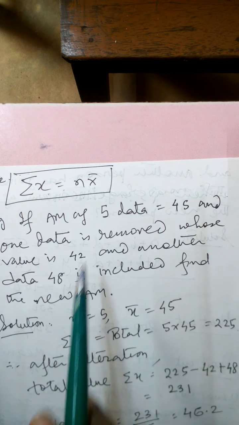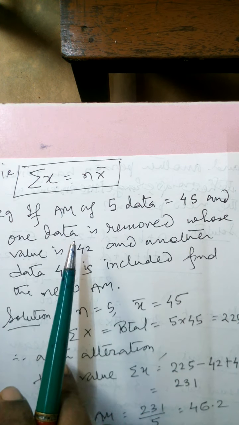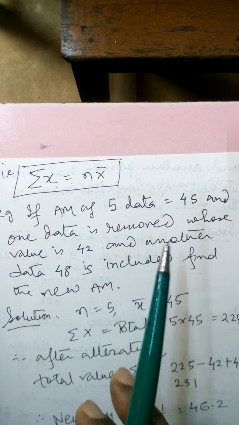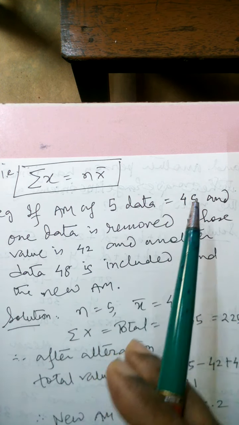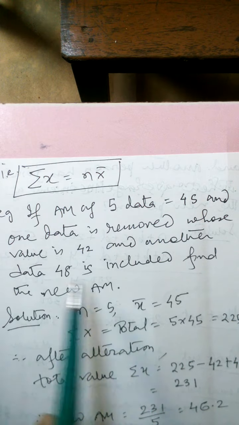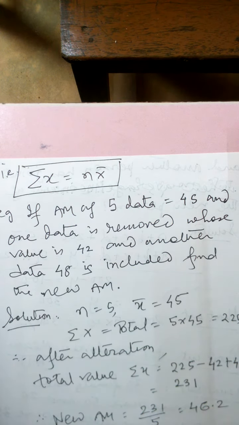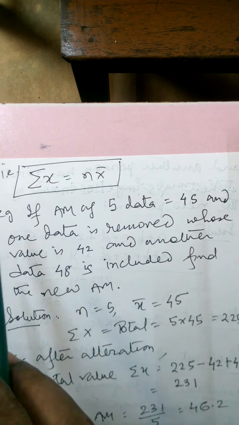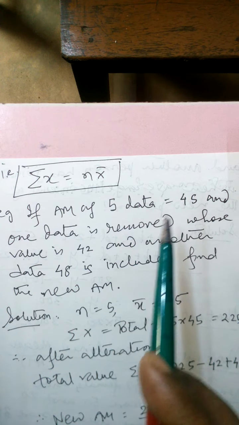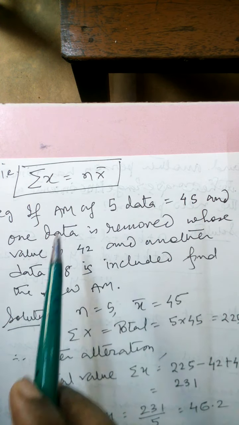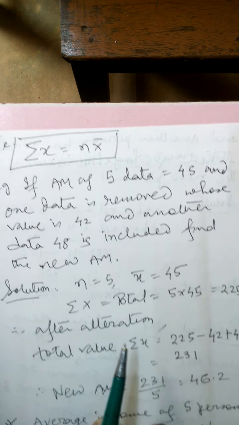If the arithmetic mean of 5 data is 45 and one data is removed from that set and we include another data, 42 is removed and another data 48 is included. That means what we have done: total number of data is 5 and the average was 45. We have removed one value, 42, and included another value, 48. So what is the new arithmetic mean?